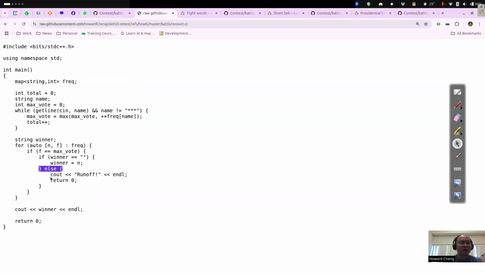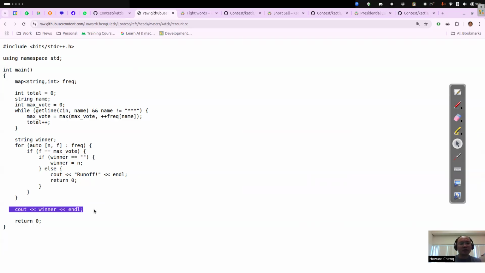Otherwise, I have already found a winner and I found another one. I print one off. And then when I print one off, I just quit. And then if I'm here, that means that I have only found one winner. So I'll just print the winner's name. Okay, so that's the second warm-up problem.